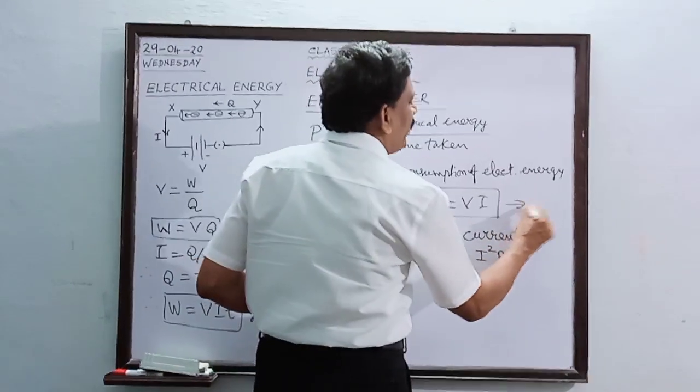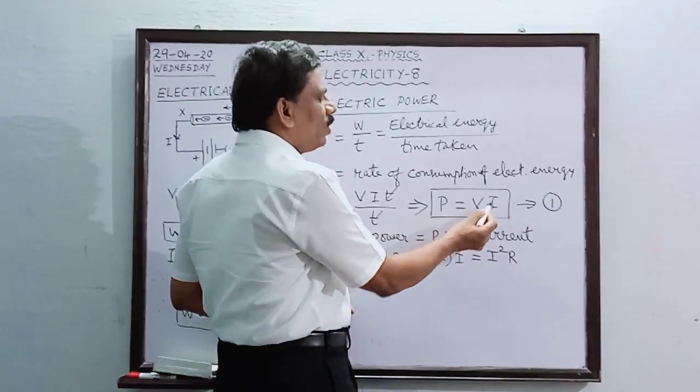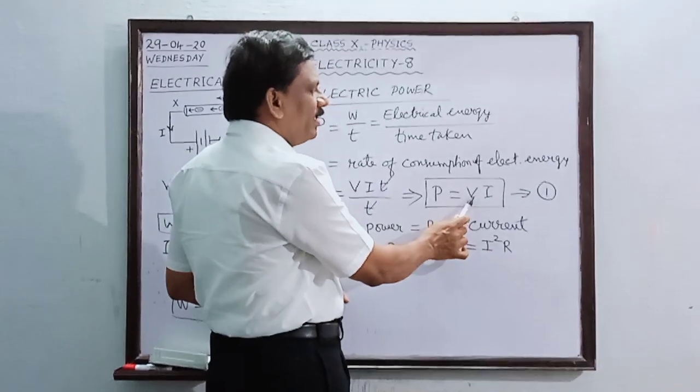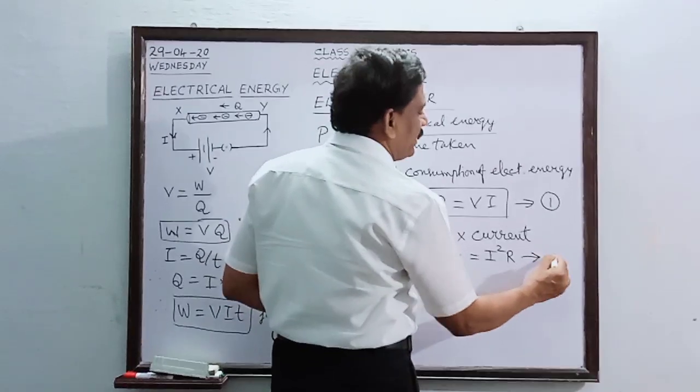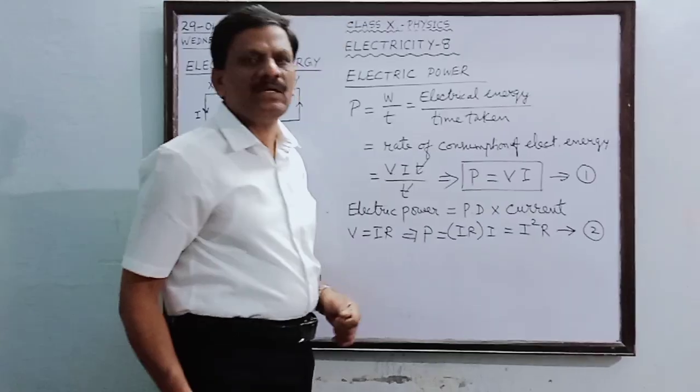So, first equation for power is what? P equal to V into I. By substituting from Ohm's law V equal to I into R, we get another equation for power, that is equal to what? I square into R.